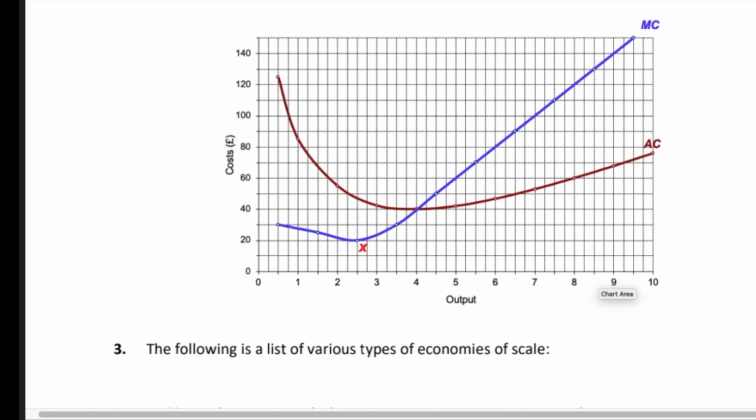Okay, and then the question says, can you mark on the diagram the output at which diminishing returns would set in? So the output at which diminishing returns would set in. It's kind of giving it away here because I've marked it for you, but does someone want to maybe explain why here is the output at which diminishing returns sets in? Why do I think that X is round about there?